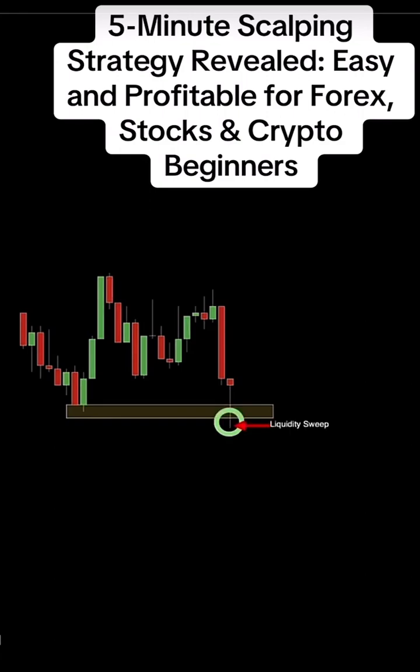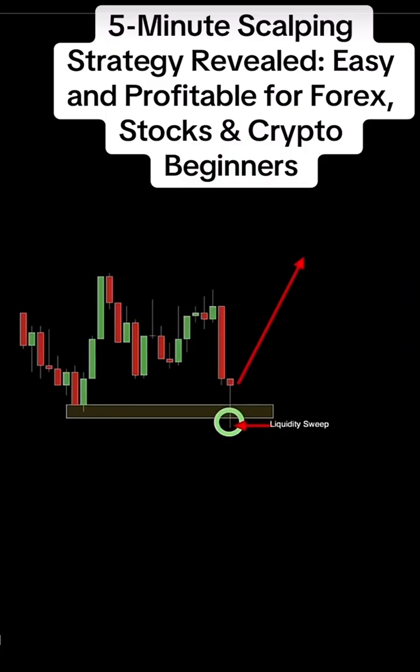This is the liquidity sweep. It tells us that smart money has absorbed the liquidity and is now ready to push the price higher. When you see a liquidity sweep at a demand zone, that's your signal that institutions are paying attention to this level. It shows that smart money is getting ready to take action, and we need to be prepared.